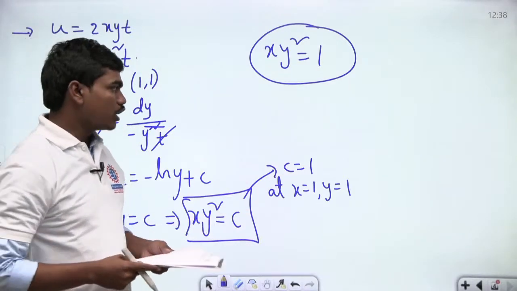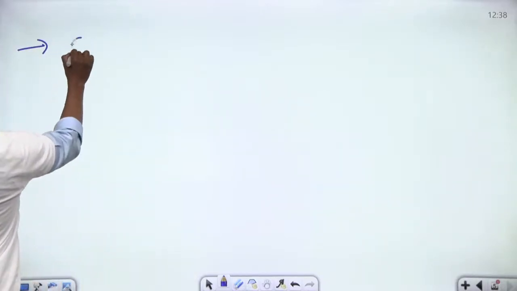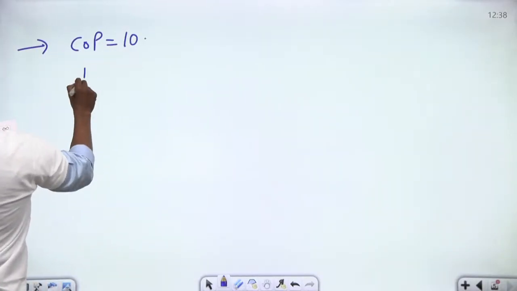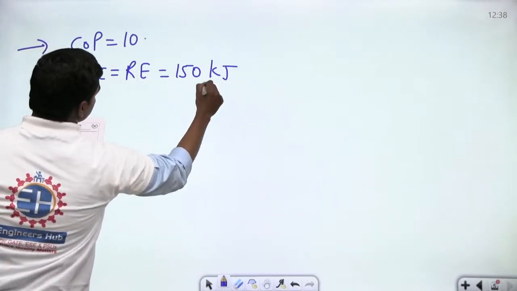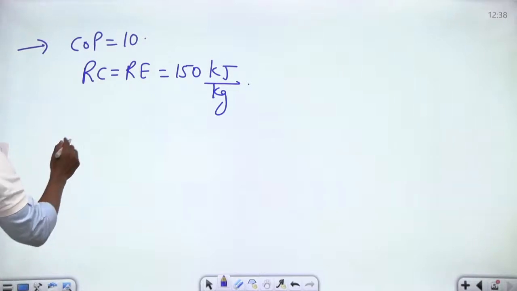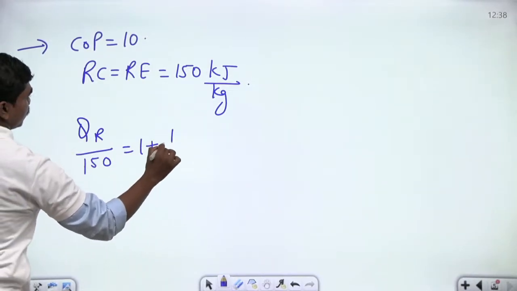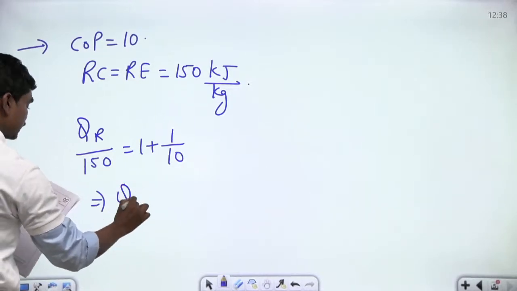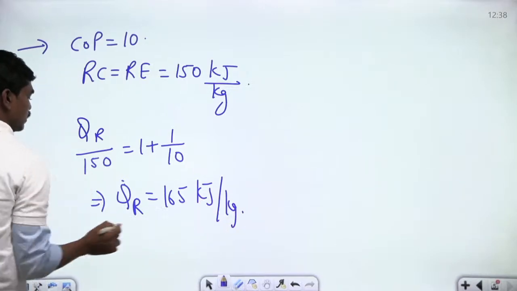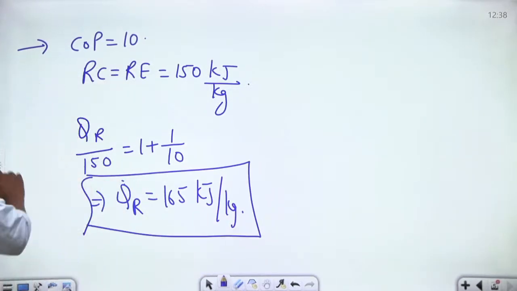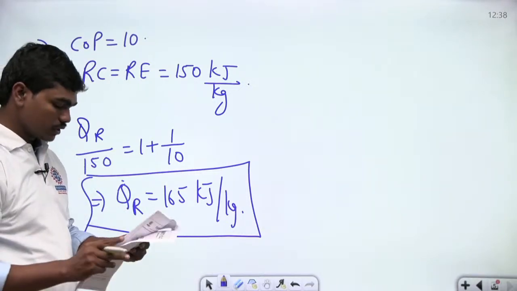Clear? Next, they have also asked one question on COP of some refrigerator. So COP of a refrigerator is given as 10. Then the refrigeration capacity or the refrigeration effect is given as 150 kilojoule per kg. Then the heat rejection factor QR by 150 is equal to 1 by 10, and this gives your heat rejection rate as 165 kilojoule per kg. Okay, so the heat rejected from this refrigerator is 165 kilojoule per kg. So that's what we have.